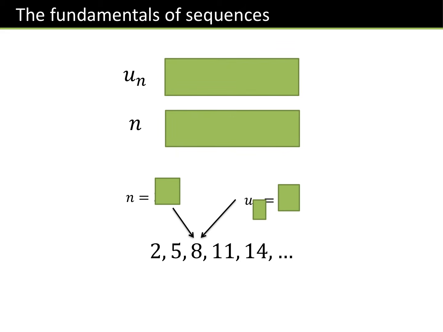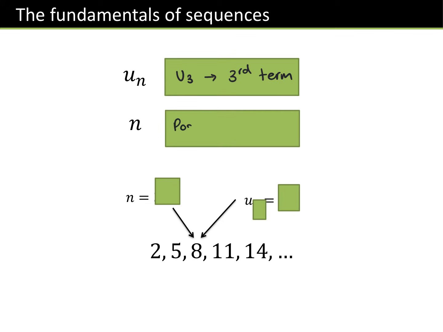So, Un means what exactly? This actually means the term, okay? Whatever term we're talking about. So Un, for example, if I said U3, this means the third term, okay? n means the position of the term in the sequence, okay?